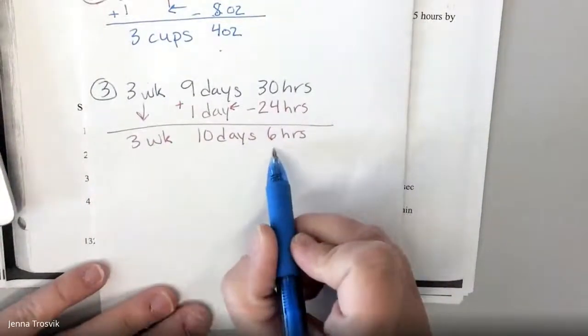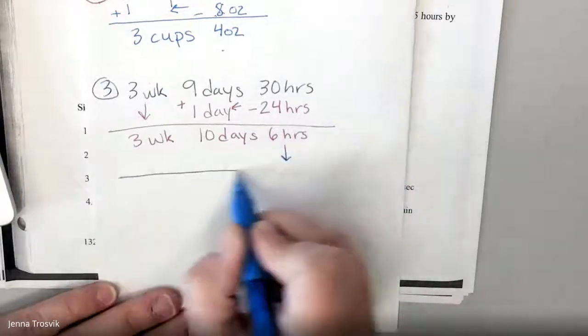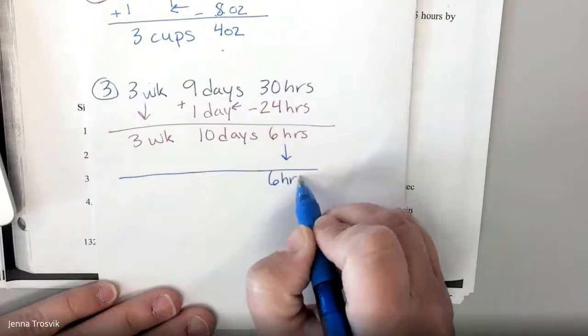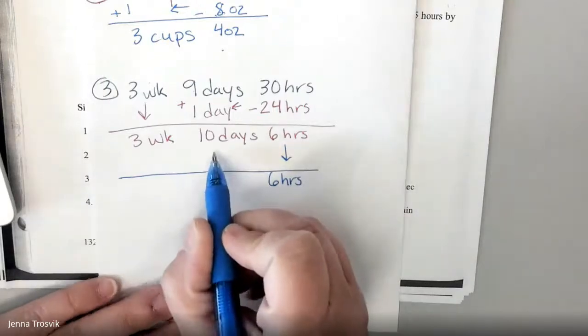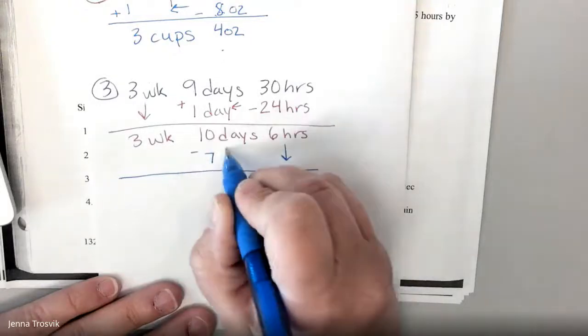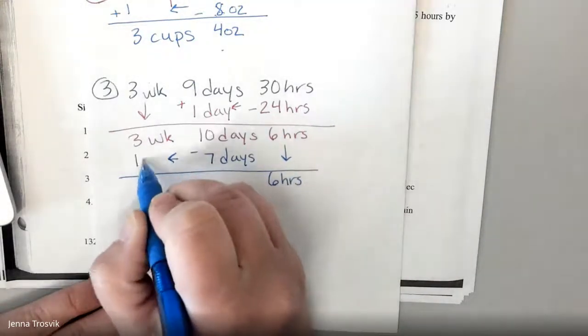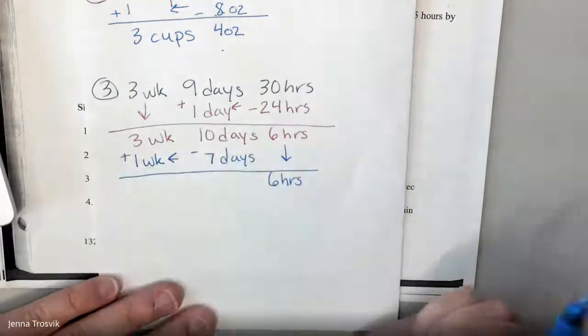Now, I can't take 24 hours away from 6 hours anymore. This is simplest form, so that's just going to go to my bottom answer, 6 hours. But I can take days away and turn them into weeks. So if I take 7 days away from the 10 that I have, it turns into 1 week of time that I need to add.